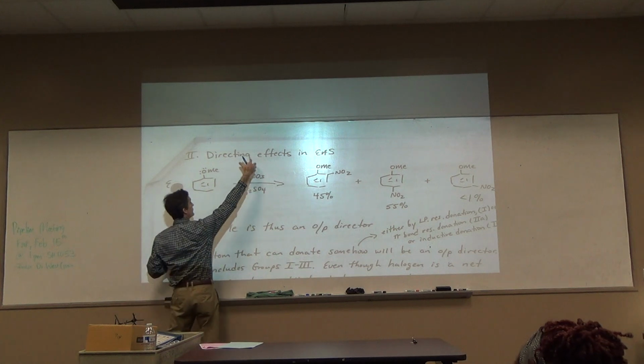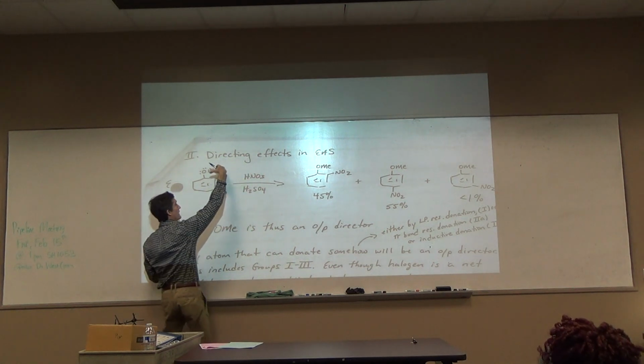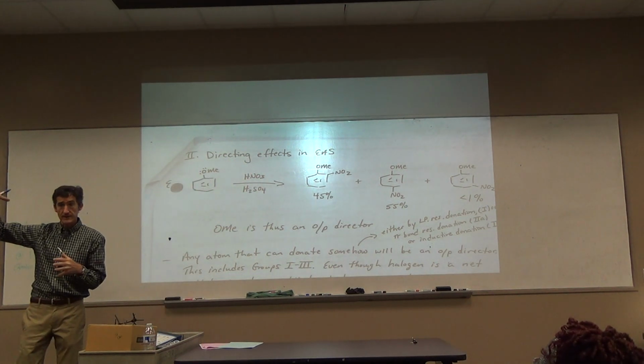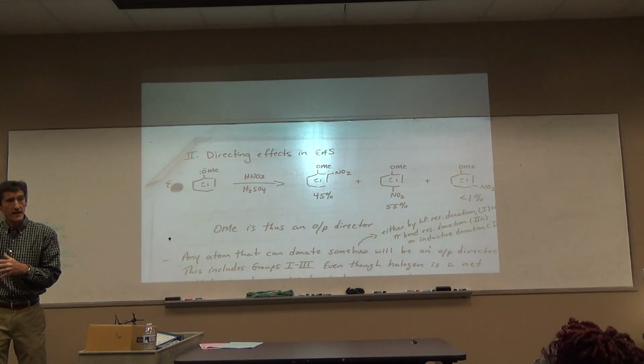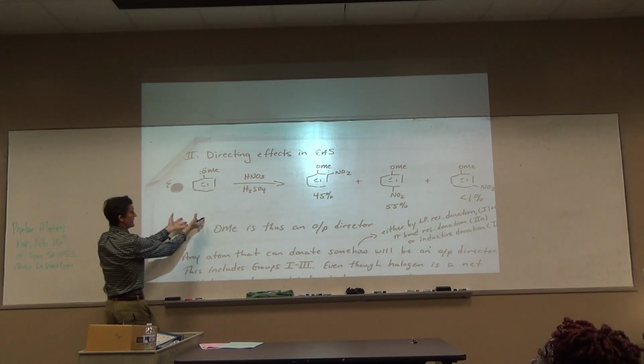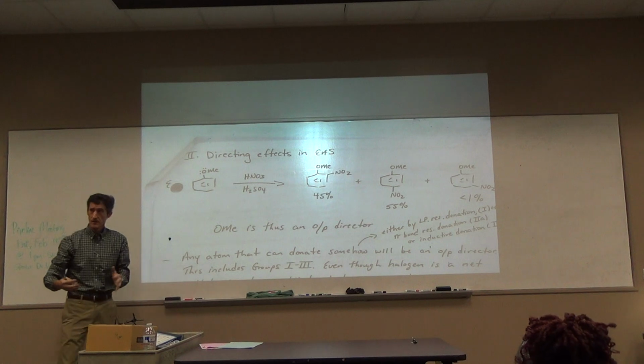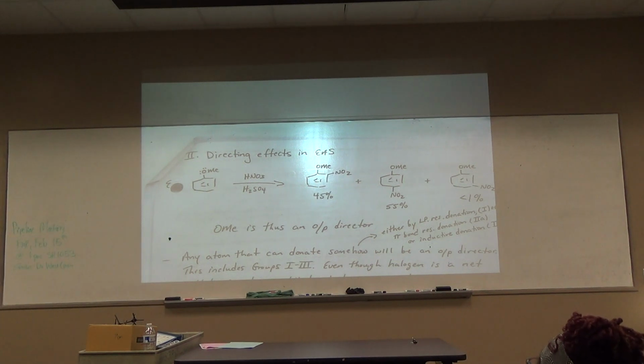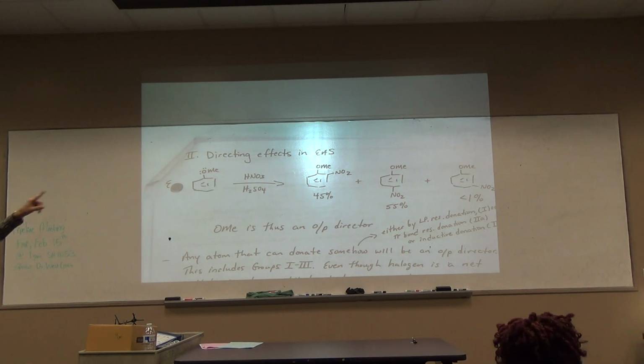Okay? Because for the group to approach up here, that methoxy could get in the way. It's much more likely for the group to approach down here because there's no methoxy. So ortho is sort of limited by sterics. But you see, we're still getting 45% there. Again, perhaps because there's two carbons there versus one.